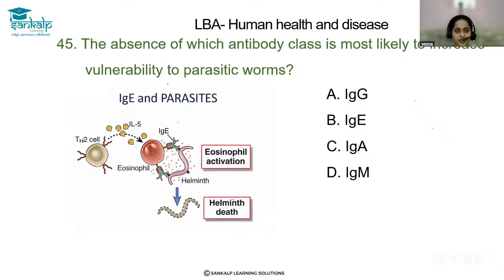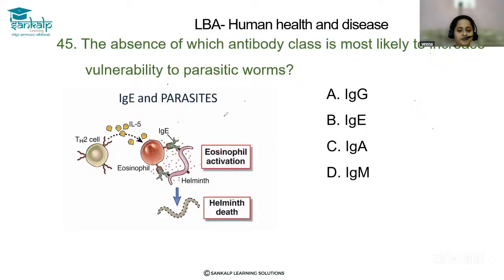Let's solve the question 45. The absence of which antibody class is most likely to increase vulnerability to parasitic worms? So dear students, what exactly are they asking here? The absence of which antibody molecule will affect the body of an organism, increasing vulnerability to the parasitic worm.